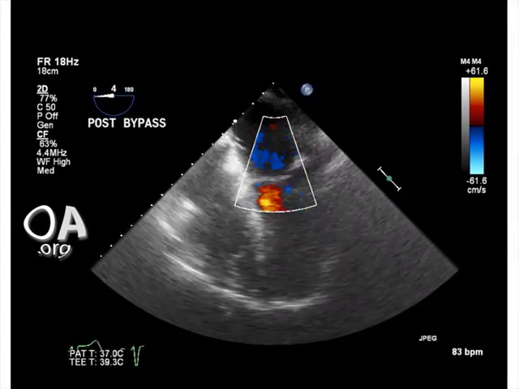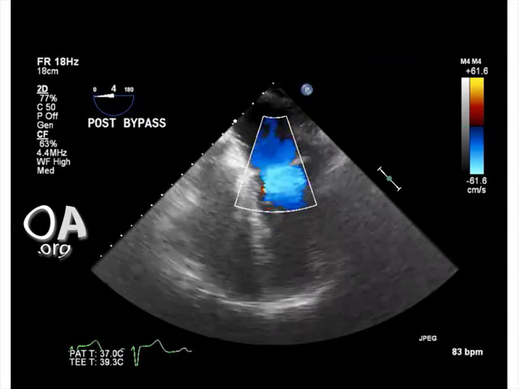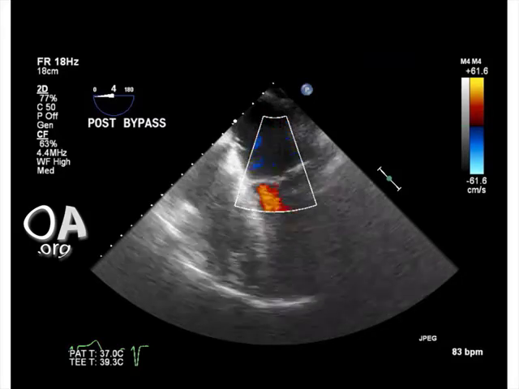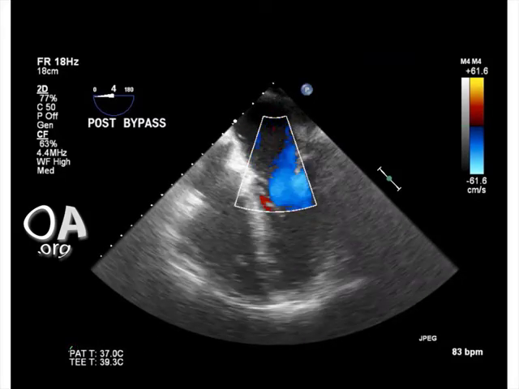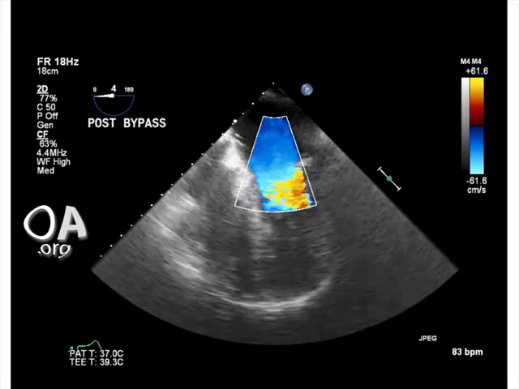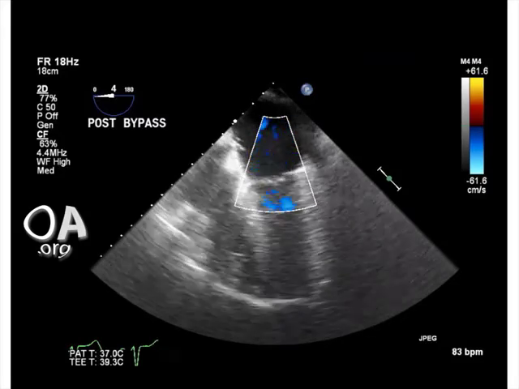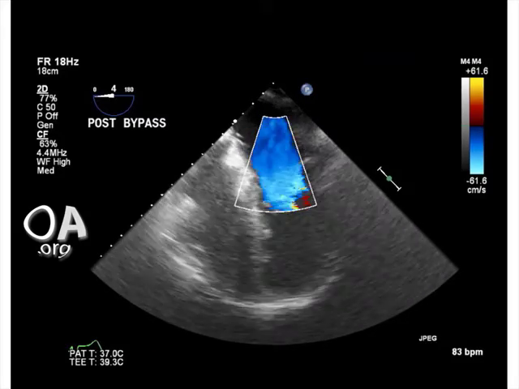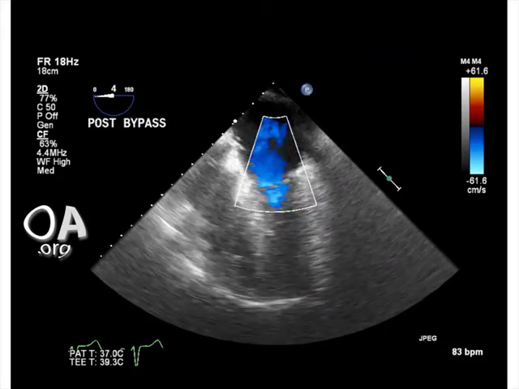This is again the post-bypass mid-esophageal 4-chamber view with color flow Doppler placed across the mitral valve. There is a normal blood flow pattern postoperatively after the left atrial myxoma has been resected. Blue color flow pattern denotes blood flowing away from the ultrasound transducer from the left atrium into the left ventricle during diastole, and there is no mitral regurgitation noted back into the left atrium during systole.